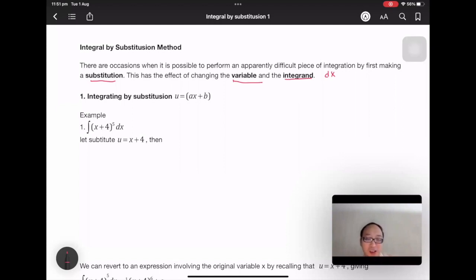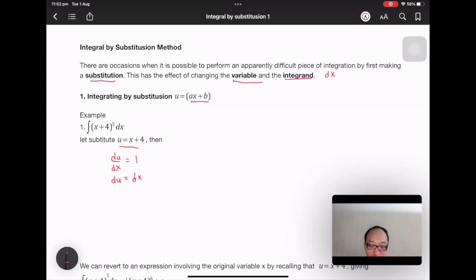We will substitute in terms of u equals ax plus b. For example, integral of x plus 4 to the power of 5 dx. So the first step, we have to substitute the function x plus 4 into u. So u equals x plus 4, and then we can find du/dx is equal to 1. So from here, I can have du equals dx.